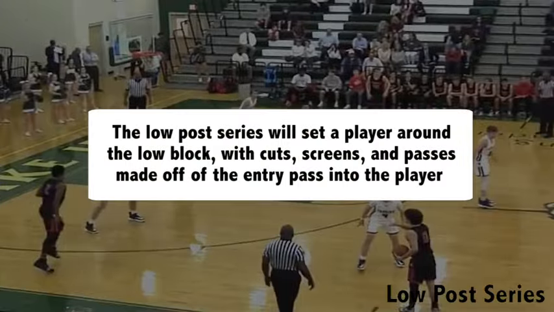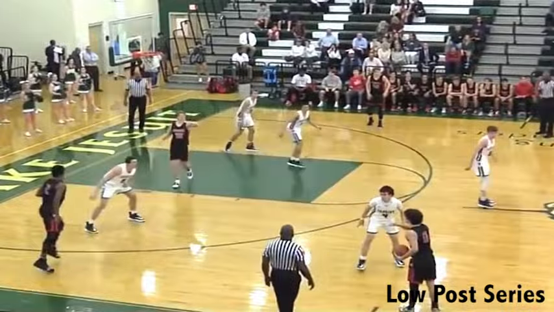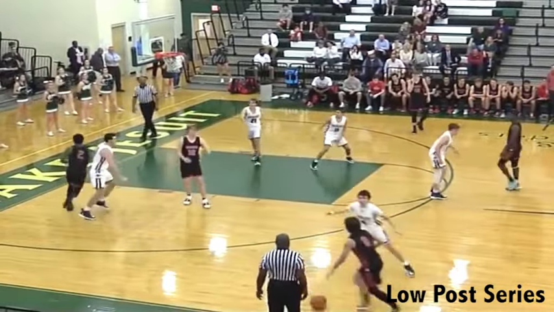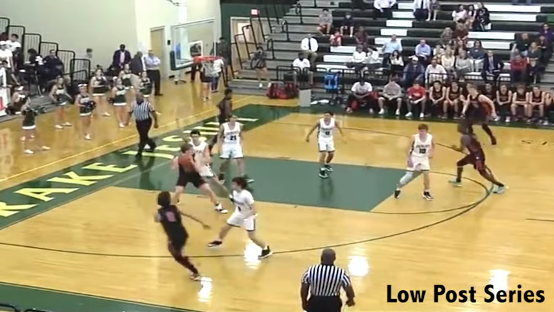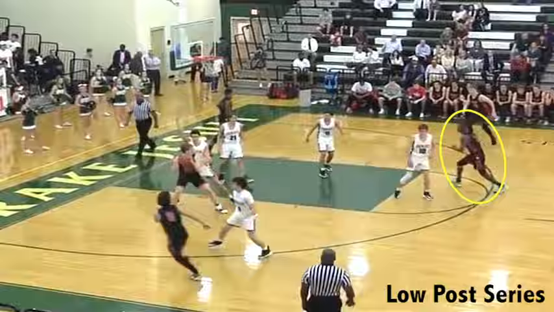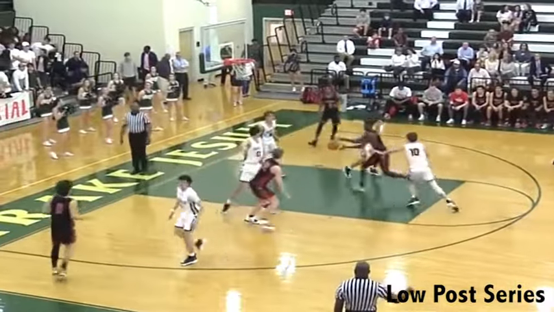The low post series will set a player around the low block, with cuts, screens, and passes made off of the entry pass into the player. This series is typically less patterned than the others. In this case, we will see a cut from the player in the corner, followed by an entry pass, as we see. At this moment, the player at the top of the key here has recognized that his defender is overplaying him, leaving space to make a quick backdoor cut, and, as we see, receiving it for an easy layup.